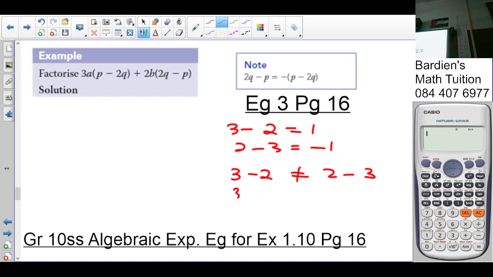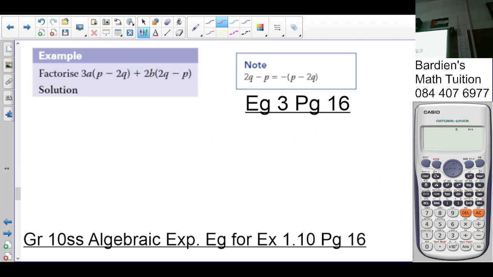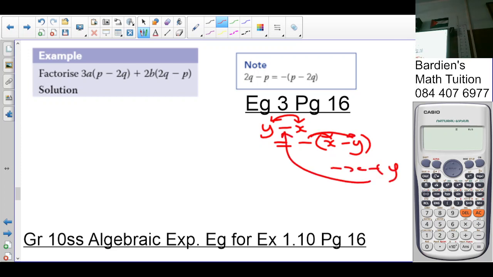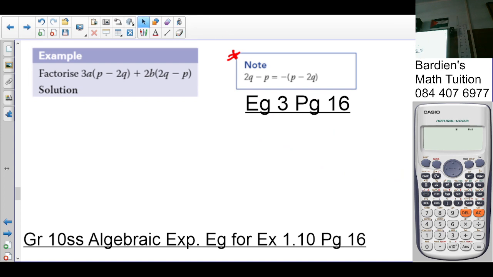To get it equal, remember here is going to be a negative. To get it to be positive, we put the negative in front. So we know that if you swap this around, a negative comes out. Okay? So in grade 9 we spoke about that already. We said y minus x is the same as, you swap this around, negative (x minus y). Okay, if we multiply that out, we get minus x plus y, which is the same as given there. And they gave us a note as well, that 2q minus p is equal to negative brackets (p minus 2q).